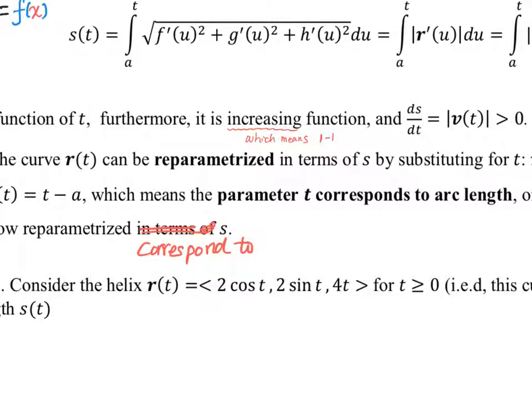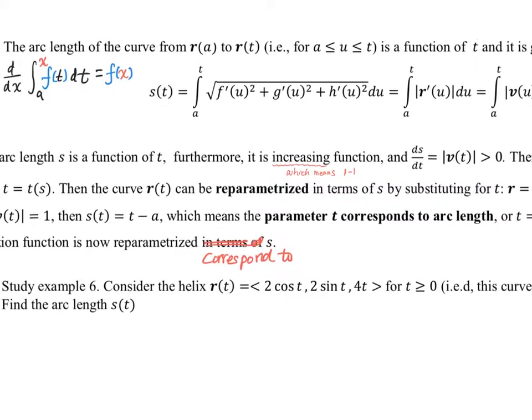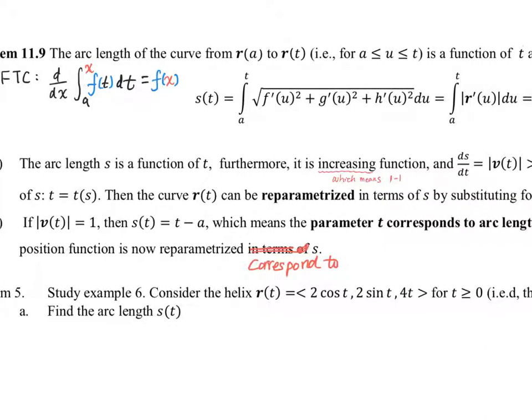Another thing that we also look at is ds/dt, the derivative of this arc length with respect to t. It is equal to the absolute value of v(t), and this is basically coming from the fundamental theorem of calculus. So let's quickly review that right here. This is the fundamental theorem of calculus right here.